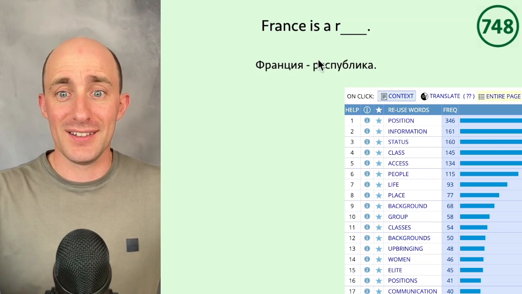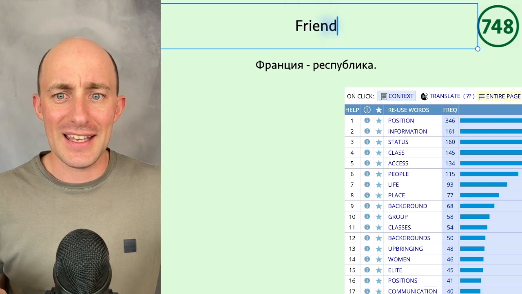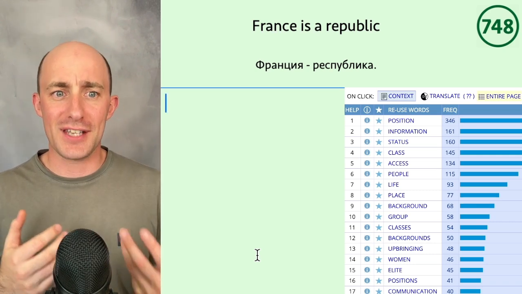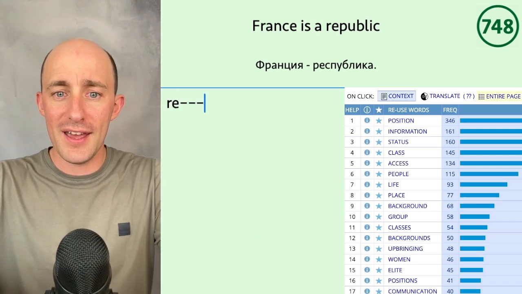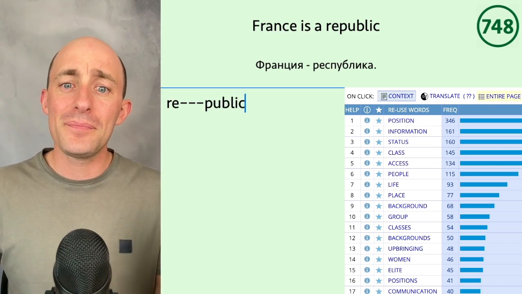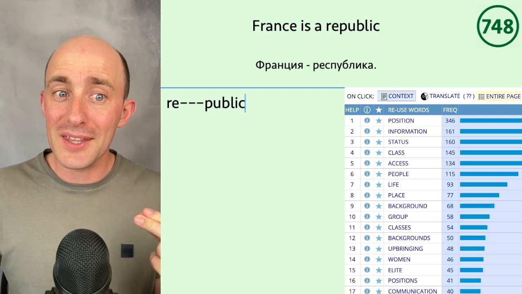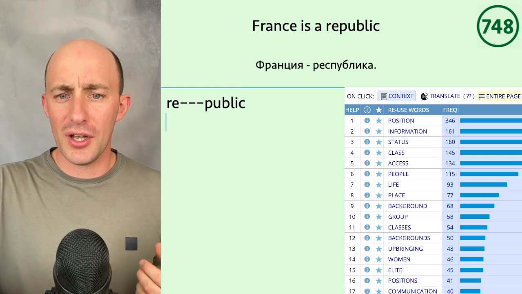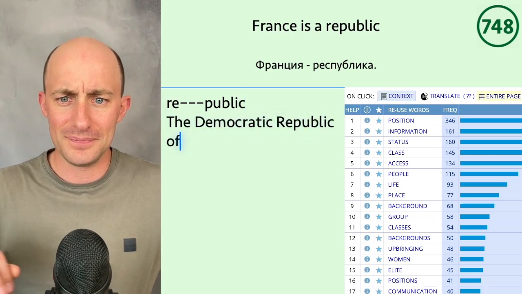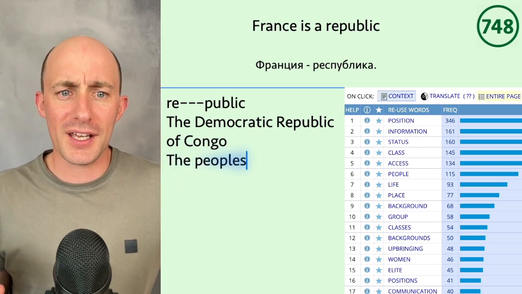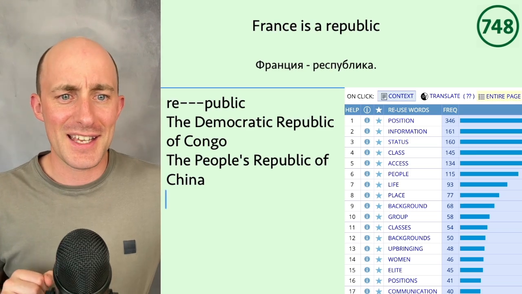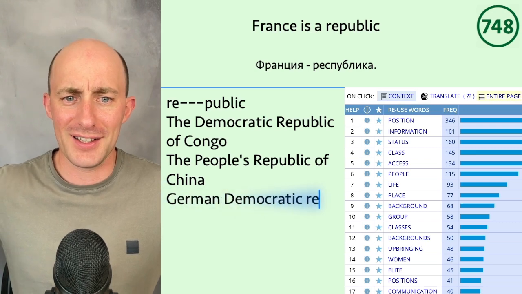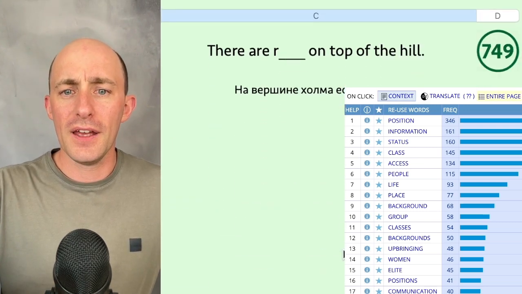The next one. Republika. France is a republic. A republic. How do we put the stress on the second syllable? By doing a pause before the p. Republic. Pause in the p position. The Republic of France. What's the country called? The Democratic Republic of Congo. The People's Republic of China. Etc. The GDR. The German Democratic Republic. Republic. There we go.